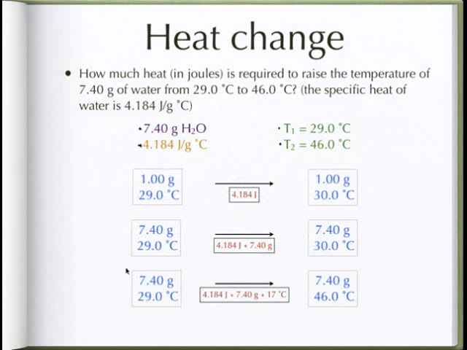Okay, let's add to our problem. We wanted 7.40 grams of water, and we wanted to see the temperature change from 29 to 46. So this is a 17 degree temperature change, not a 1 degree temperature change. Now we're going to change our equation from 4.184 times 7.40 to also multiplying by 17 degrees Celsius. So when we change the temperature of water, we need to know the specific heat, the mass of the water, and the temperature change of the water.